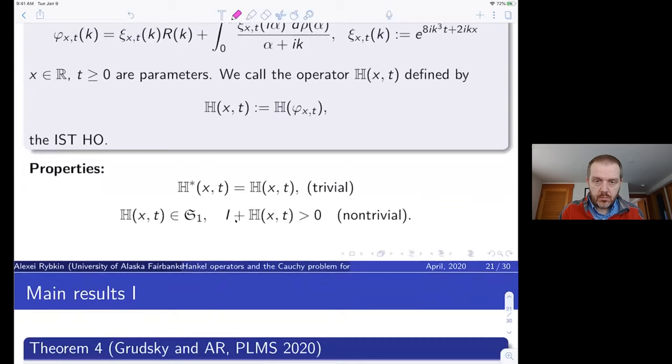Since H is trace class, you can think of one plus H as a matrix. And as a matrix, it's non-singular. And those two statements are pretty hard to prove.